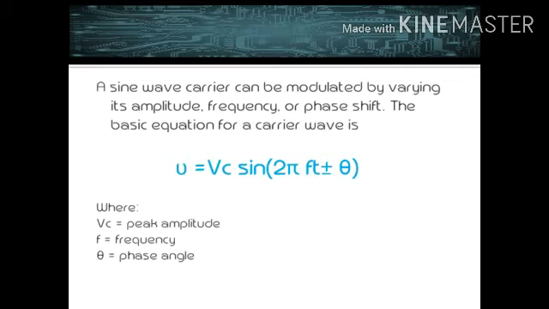Varying the phase shift of a carrier also produces FM. FM and PM are collectively referred to as angle modulation. Since FM is generally superior in performance to AM, it is widely used in many areas of communication electronics.